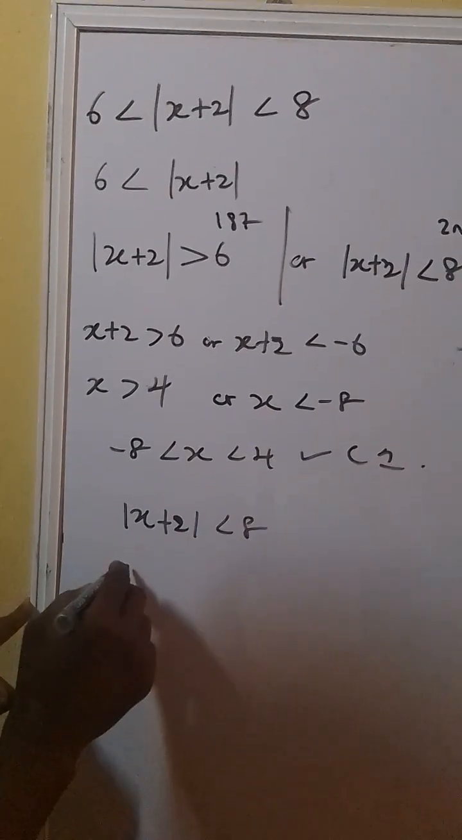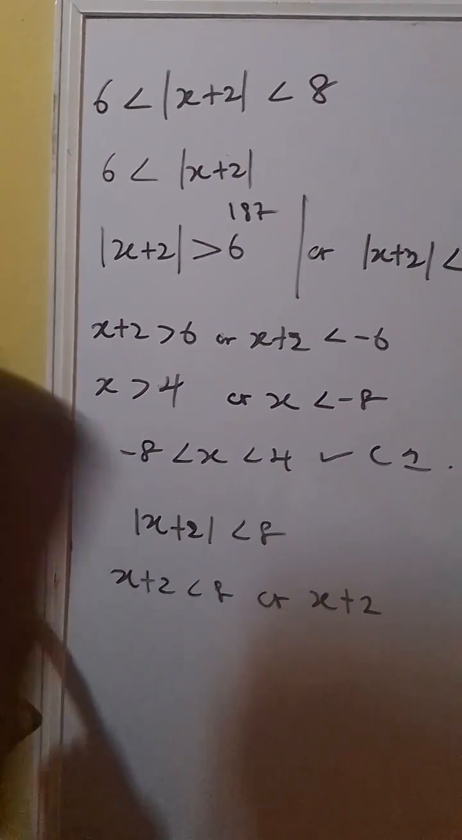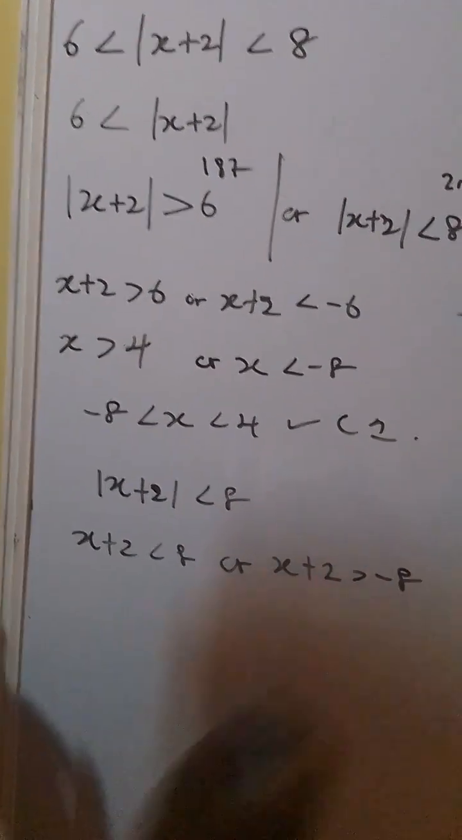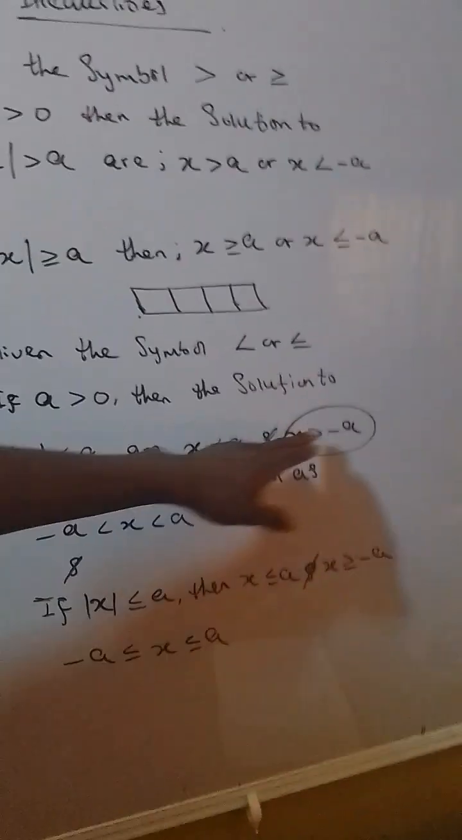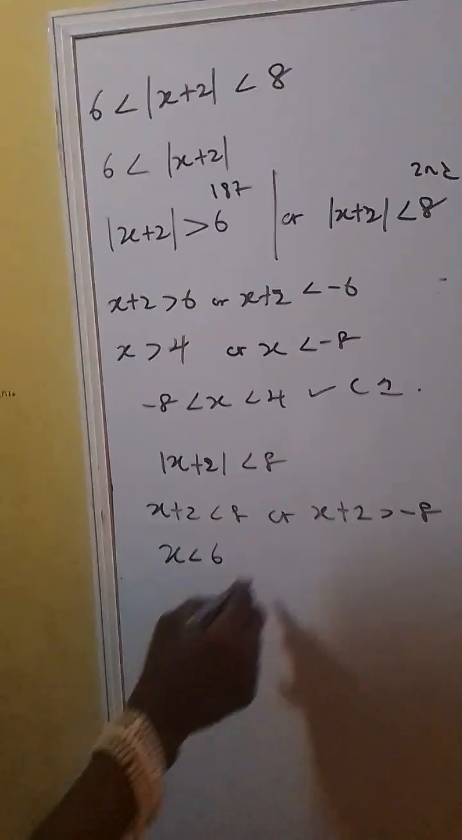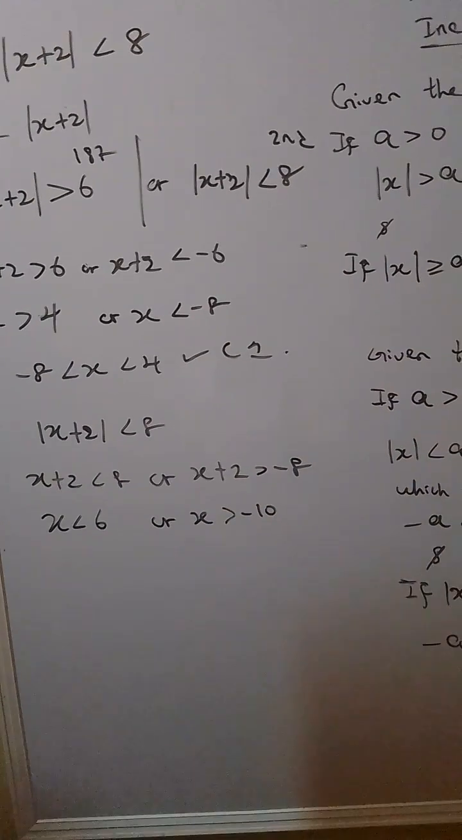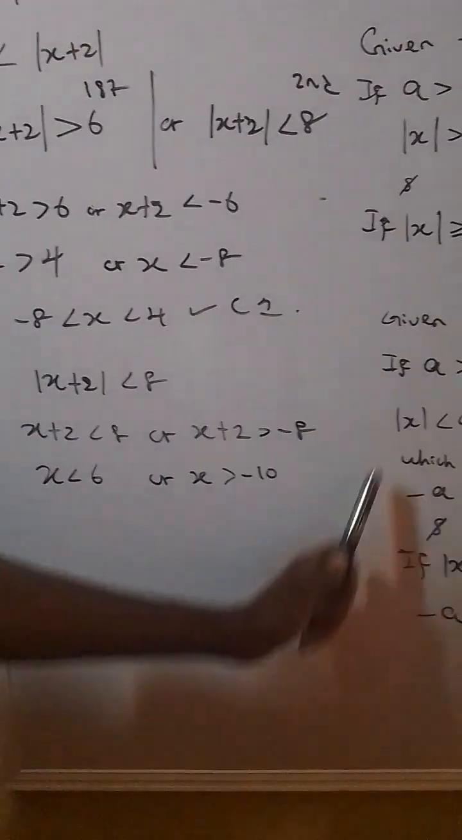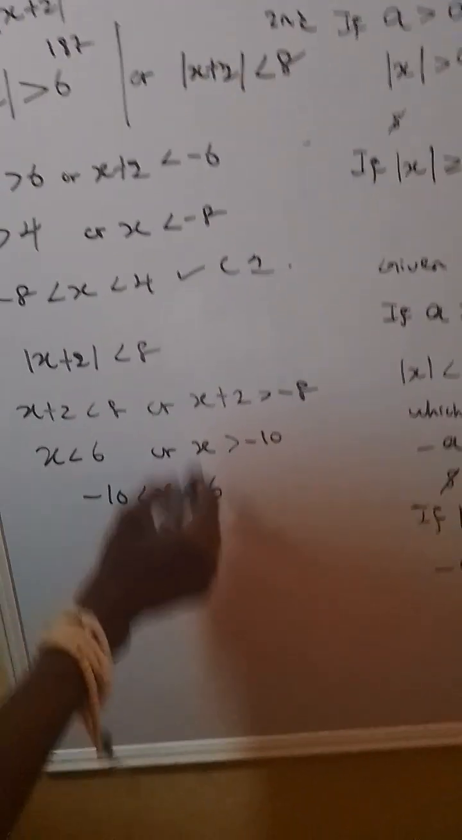You have absolute value of x plus 2 less than 8. So you know your x plus 2 will be less than 8, or your x plus 2 would be what? Greater than minus what? Minus 8. Are you with me? Yeah, if you could remember vividly from our x plus 2 less than 8, this is it here. Less than and greater than negative value. So your x would be less than 6, or your x will be greater than negative 10. Yeah, 8 minus 2, 6. Minus 8, then minus 2, you have 10. So here automatically minus 10 would be less than x and less than 6.